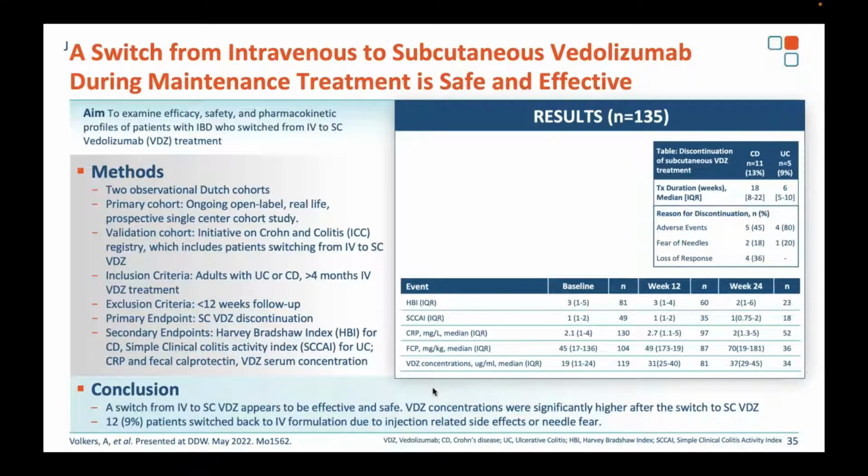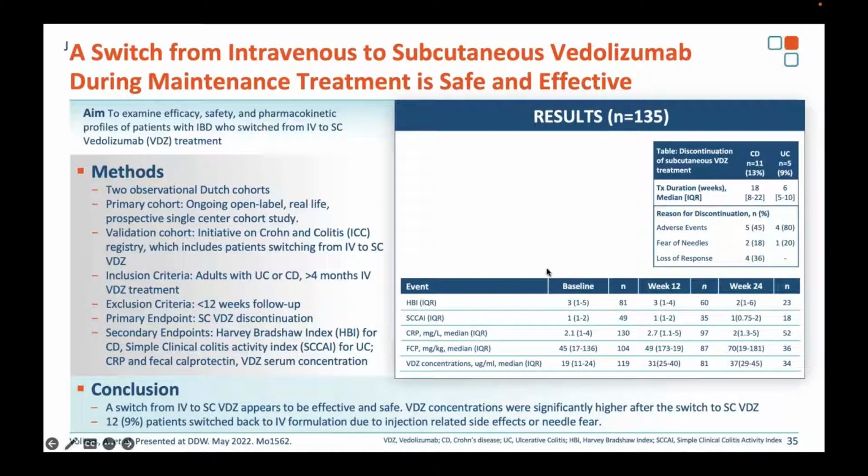And the second is some vedolizumab data. I mean, it's pretty much the same. It's a slightly different study design. There were 2 cohorts from the Netherlands, one open label and real life, and the second based upon a registry looking at switching IV to subcutaneous vedolizumab. They had either UC or Crohn's disease. They'd been on at least 4 months of treatment, and they had a chunk of follow-up, not quite as long follow-up.